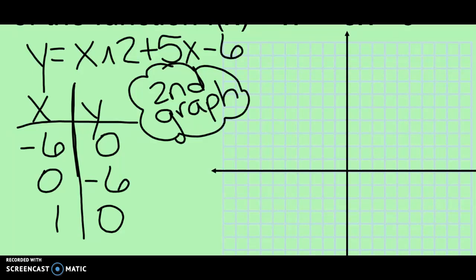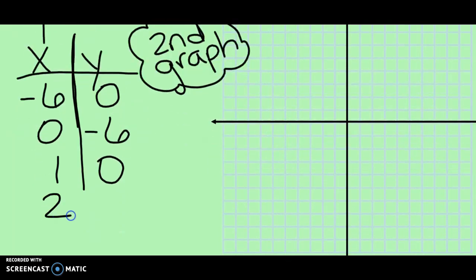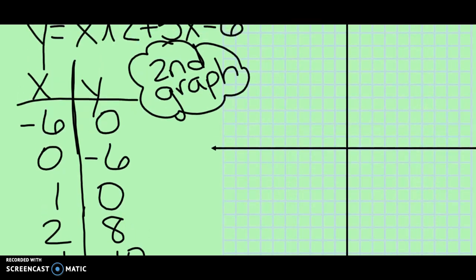I'm going to plug in a couple of points in between that are going to fit on my graph. So I've got 2, 8. That'll fit on my graph. All right, and I've got, let's see, -1, -10. I just want to make sure I can get a curve going on here, okay? So let's go and plot these points.